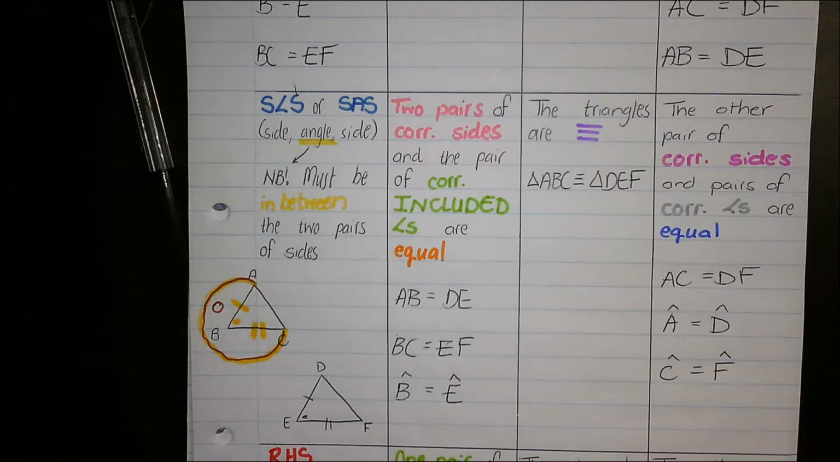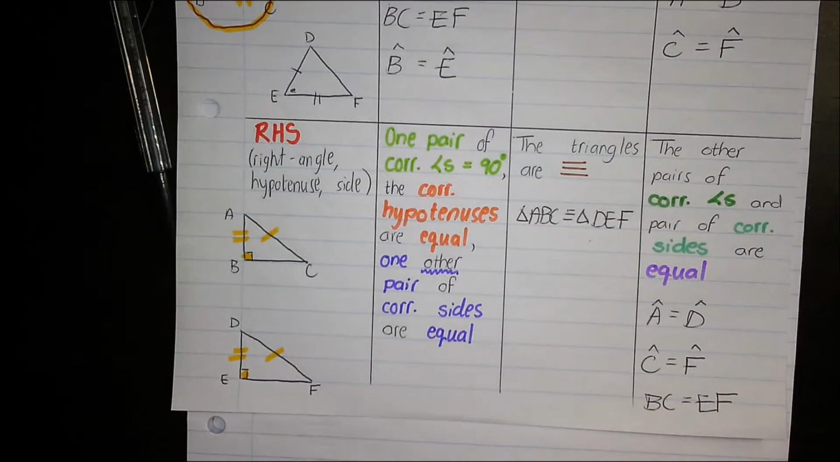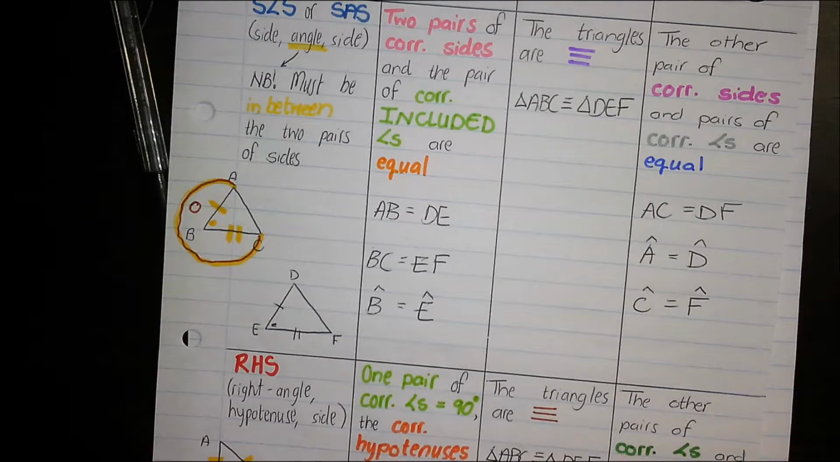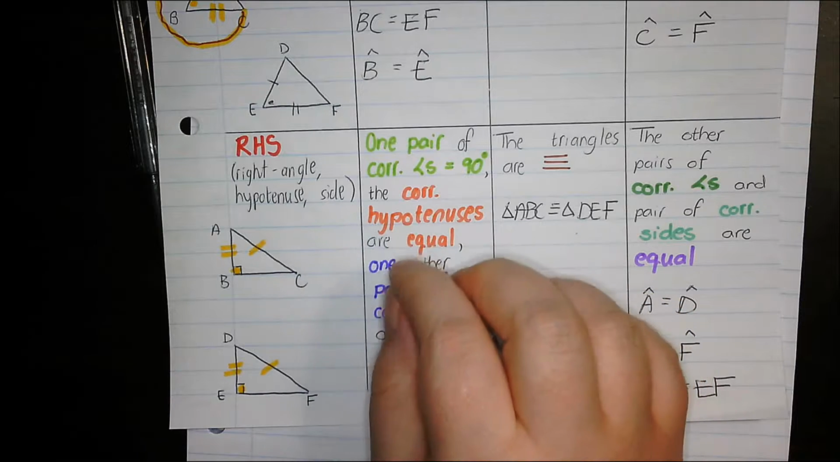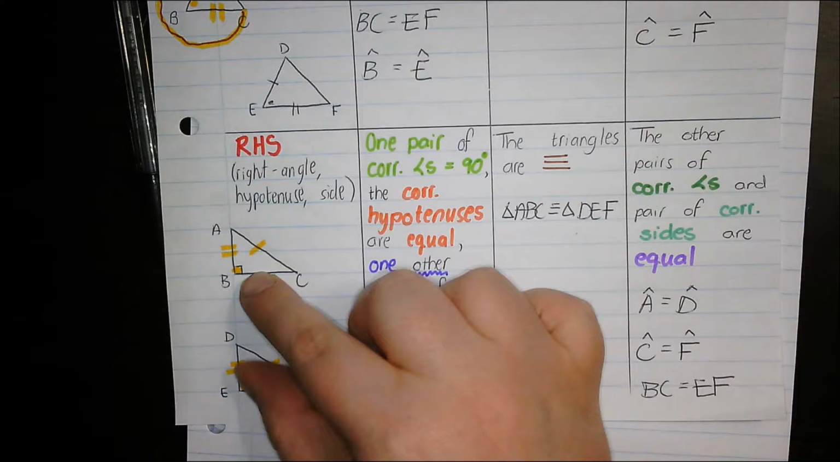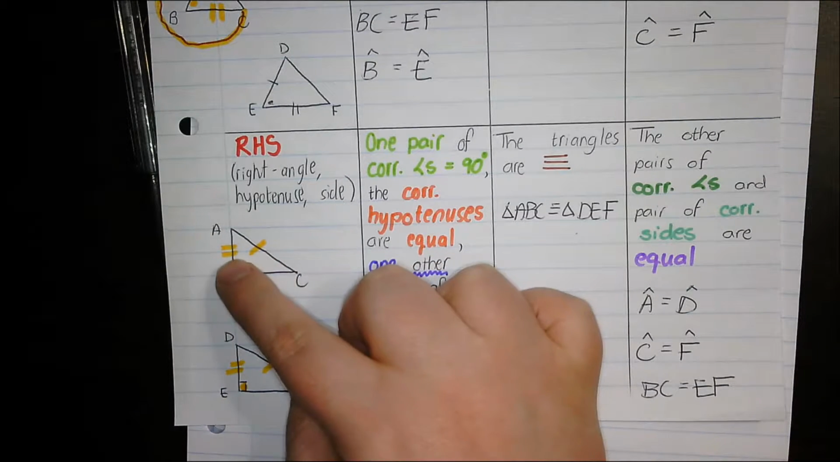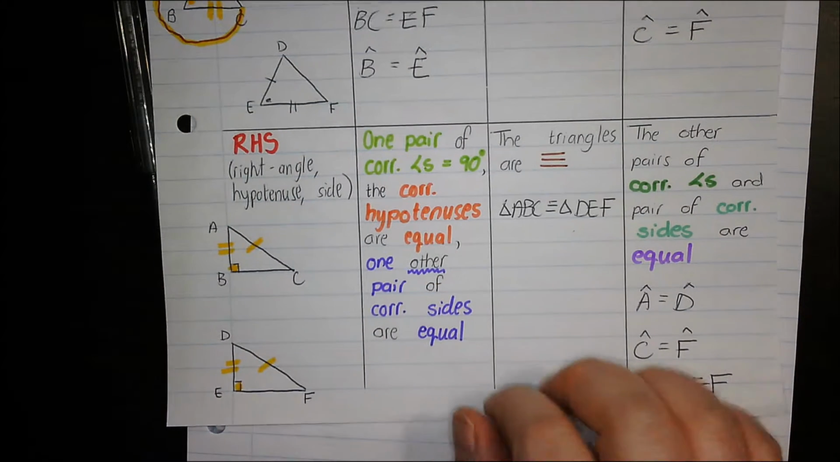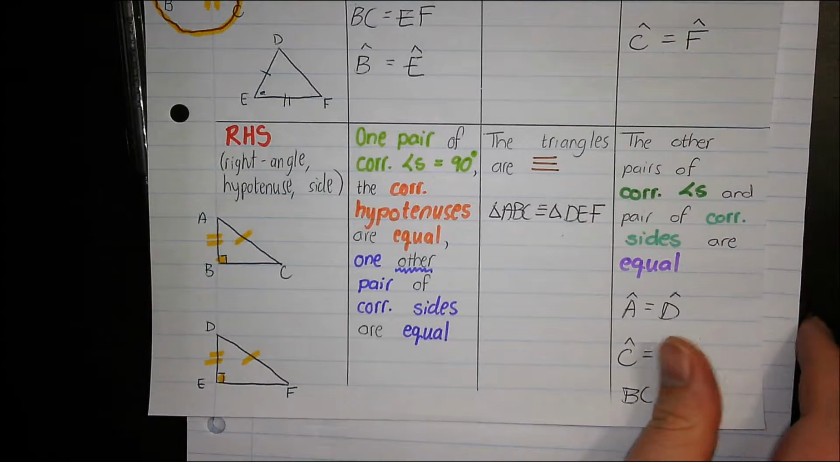And similarly, right angle hypotenuse side is a special one. It can only be used in a right angle triangle. Any of the other cases can also be used in right angle triangles, but this one is only for right angle triangles. So this is right angle, hypotenuse, and side. If you have a right angle that has a partner, the hypotenuses that have partners, and then another side that has a partner, then the triangles are congruent and everything else will be met.